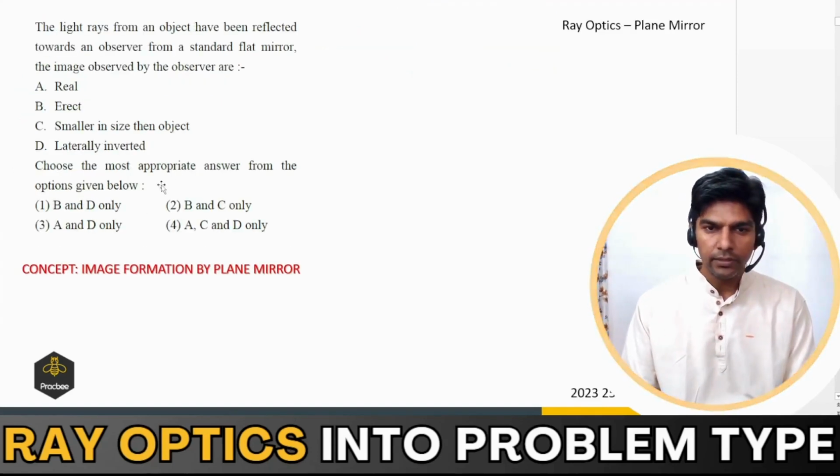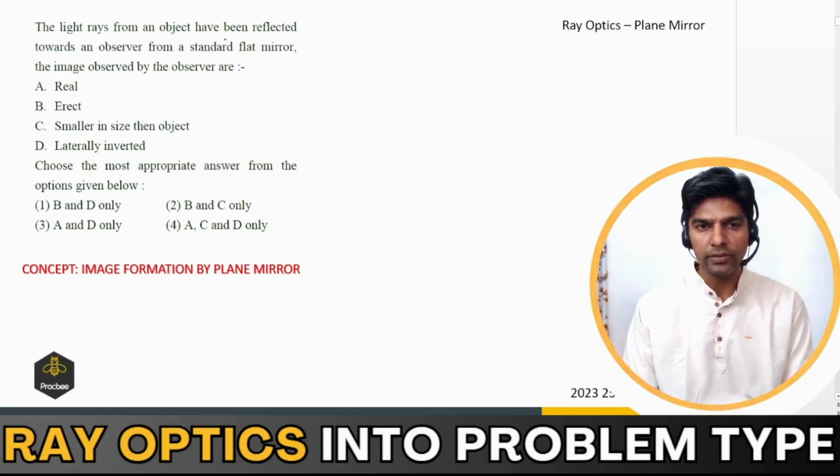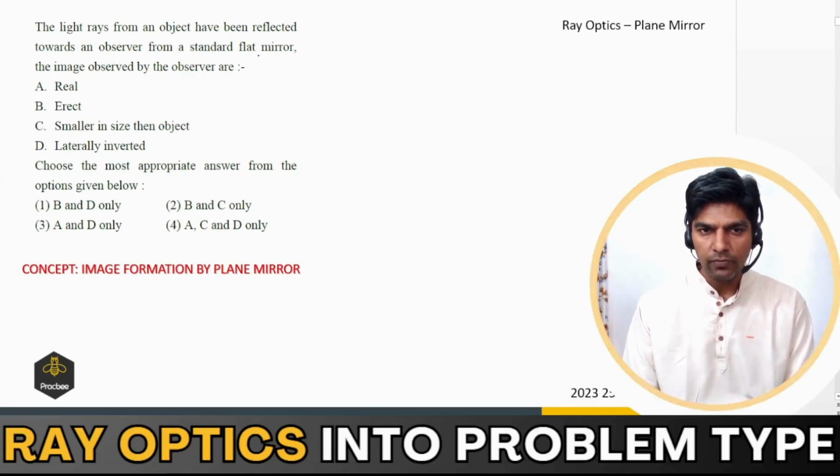Now let us see another problem based on the same concept. The light rays from an object have been reflected towards an observer from a standard flat mirror. The image observed by the observer is: real, erect, smaller in size than the object, laterally inverted.